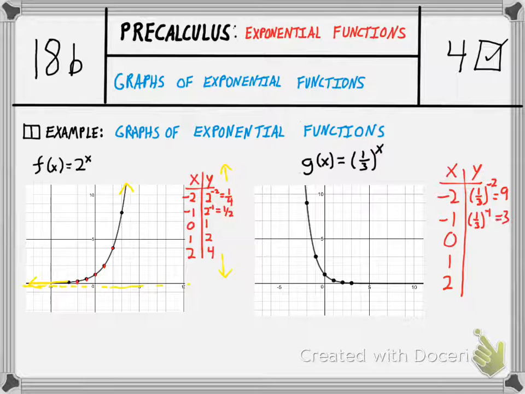Plugging in 0 still gives me 1, plugging in 1 gives me a third, and plugging in 2 gives me 1/9. In this example, we see the opposite behavior. If I go further to the right and keep going, it's just going to level off and approach 0, but never reach it. 1/3, 1/9, 1/27 would be my next integer value. And the left-hand piece goes shooting up. All exponential functions can be slightly different, but they're going to have some similarities, which we'll talk about in the next slide.